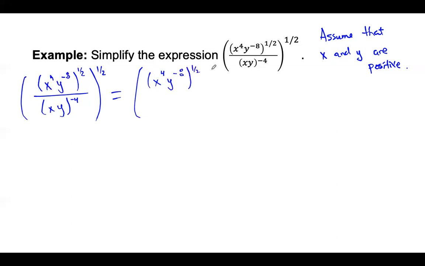So I'm going to leave the top for now. You don't have to. I'm just distributing the -4 in. Now I'm going to distribute the half in the top. I'm just doing it step by step.